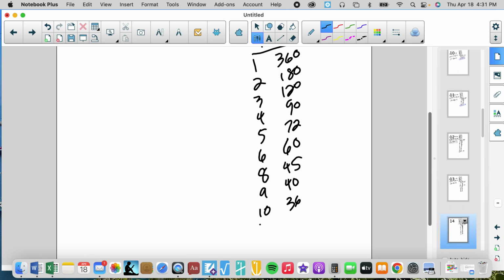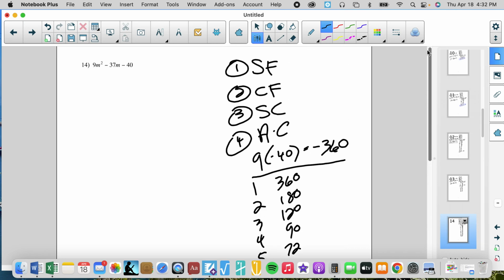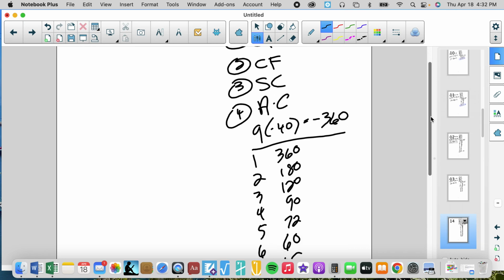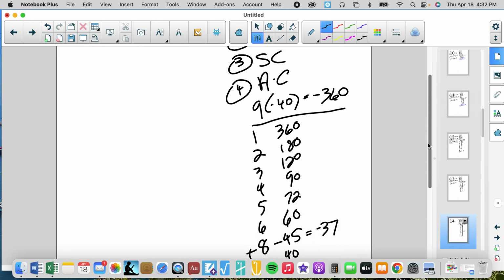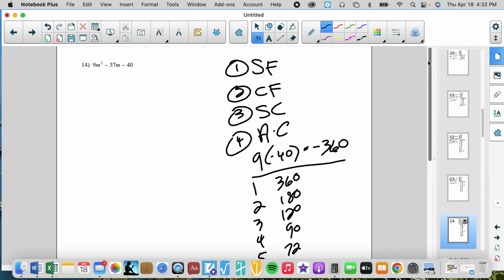11, no. 12, yes. 12 and 30. 13, no. 14, no. 15, no. 16, no. 17, 18, yes. 18 and 20. And there we are. Signs are different. Bigger is negative to make 37. I think that makes negative 37. Yep. 8 and negative 45.